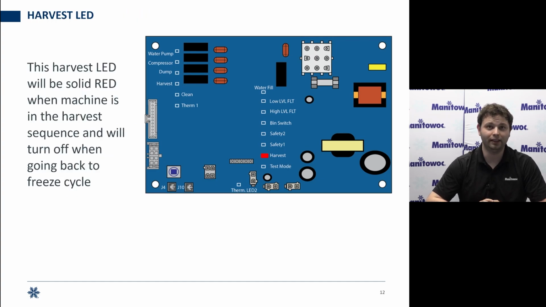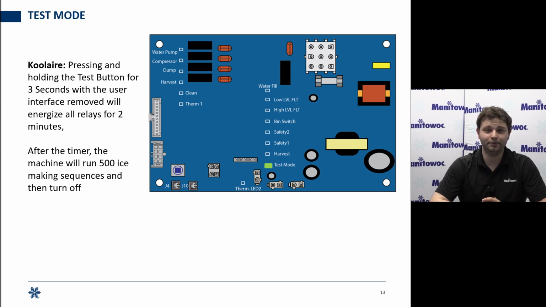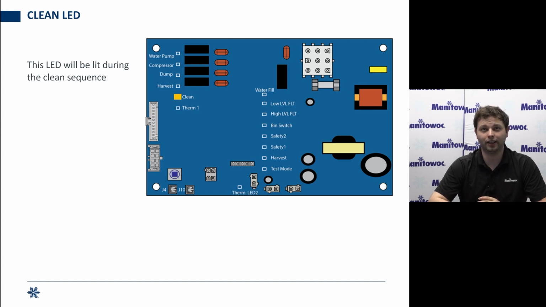Next is our Harvest LED. That is a red LED, and simply put, it just indicates that the machine is now in a harvest sequence, and then once it goes back into the freeze sequence, that red LED will go out. Our next LED is for the test mode. To get into test mode, all you have to do is press and hold that test mode button for 3 seconds, and then all the relays will energize for 2 minutes. And then once that's over, it'll go ahead and make 500 batches of ice, which is about a week's worth of runtime.